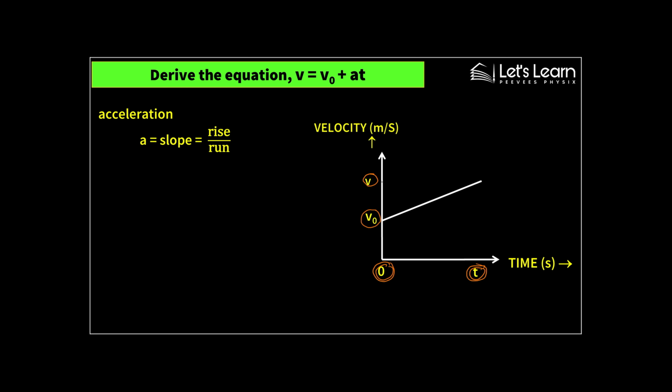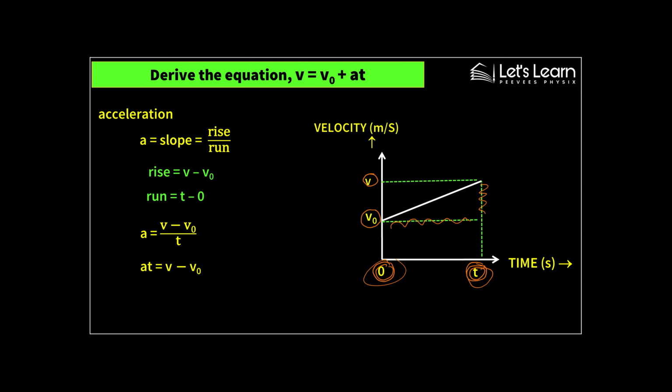And we know acceleration is the slope of the velocity time graph, which is rise over run. Rise means this height, which is V take away V0. Run means this distance, which is T take away 0. And acceleration, rise over run, is V take away V0 divided by T. Take T to the other side, AT equals V minus V0. Make V the subject, so it is V0 plus AT. Simple format, V equals U plus AT.